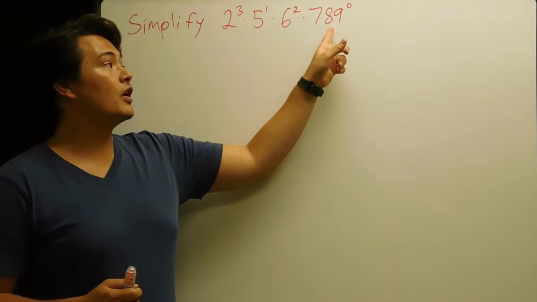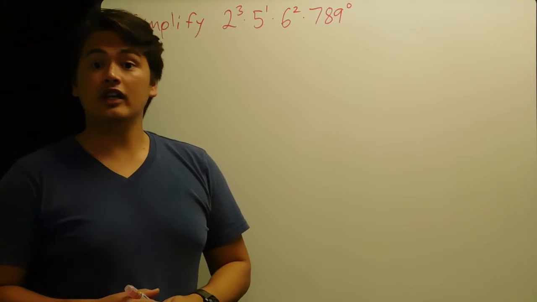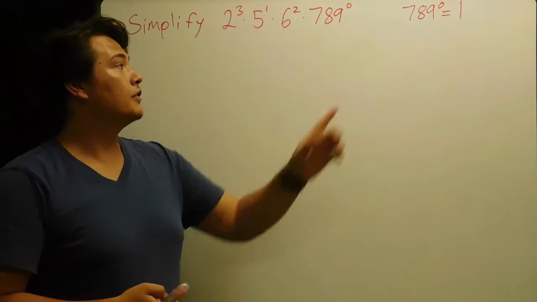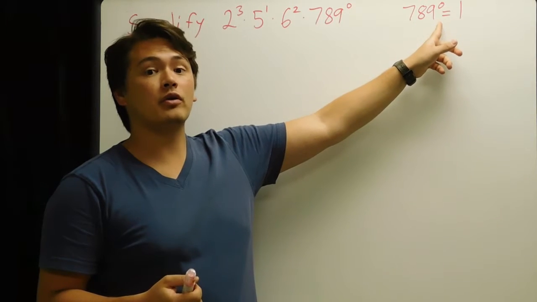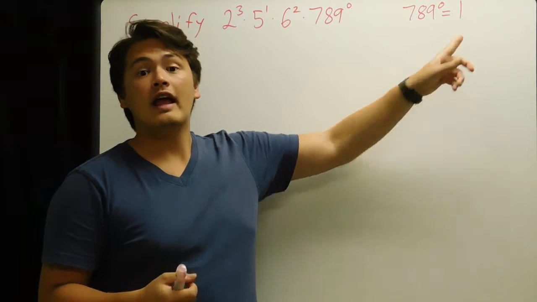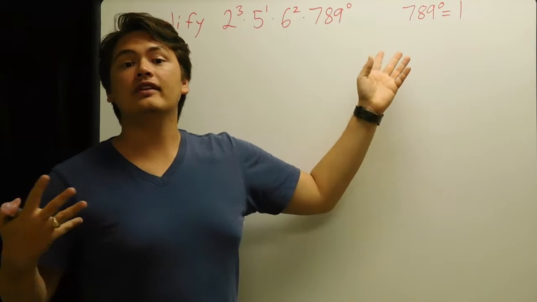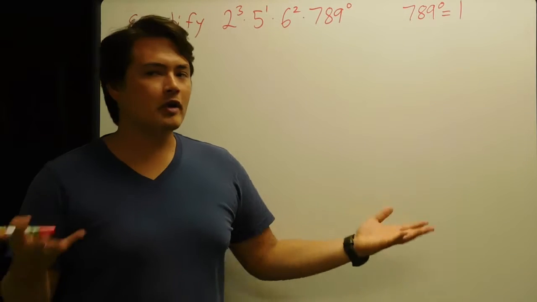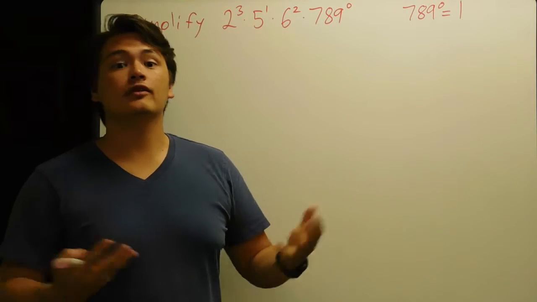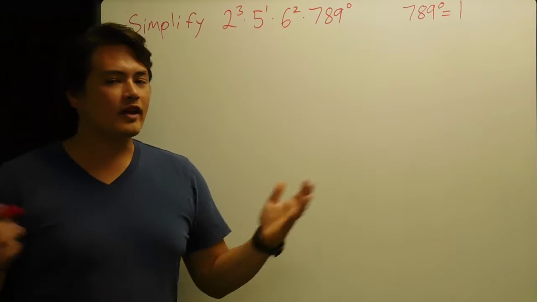Any number, regardless of how big it is, raised to the 0 power is going to equal 1. So 789 raised to the 0 power is going to equal 1. It could be any number. It could be 1000 raised to the 0 power. It's still going to equal 1. Doesn't matter what size or how big it is, if it's raised to the 0 power, it's going to equal 1. Why that is? That's for another time.